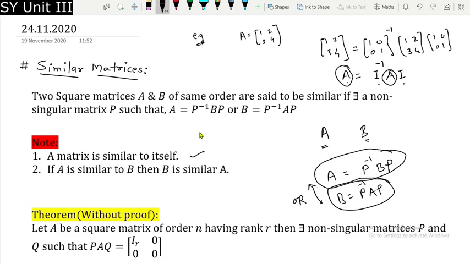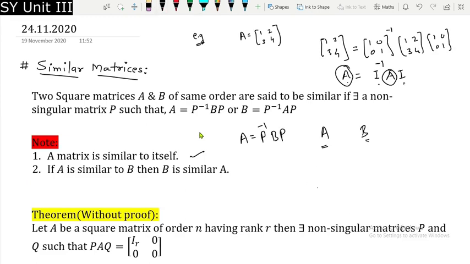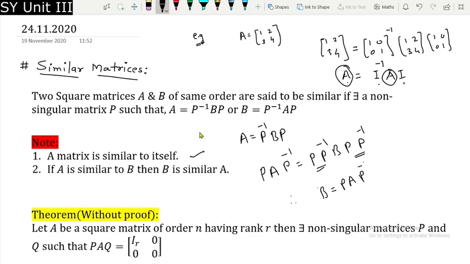You will ask how. If I write A as P inverse BP, and if I pre-multiply by P and post-multiply by P inverse, I will get PA P inverse equal to P P inverse B P P inverse, but P P inverse will be I, since P is a non-singular matrix. So therefore we get B equal to PA P inverse, which is nothing but (P inverse) whole inverse A P inverse.